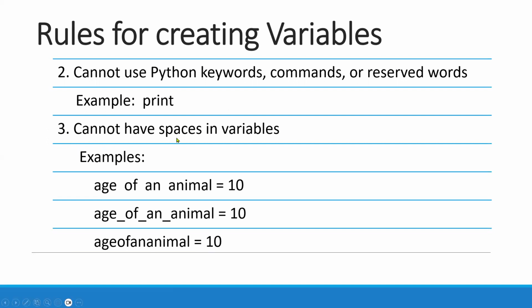Rule number 3, you cannot have spaces in variables. For example, if I say age of an animal and have spaces between these words, this will give you an error. Python won't like this. Instead, you can type age of an animal all in one word and assign the number 10 to it. Or for better readability, you can have underscores that separate each of these words. So age_of_an_animal. See, this is so much easier to read than if you just jumble up all the words and make it one word. All right, so this is the preferred way of coding variables, by using underscores to separate the words.